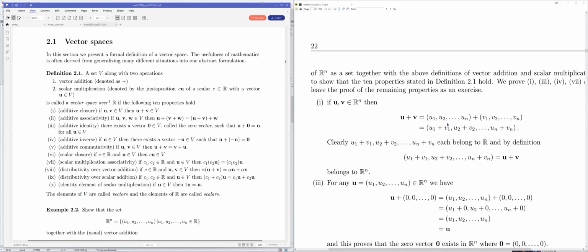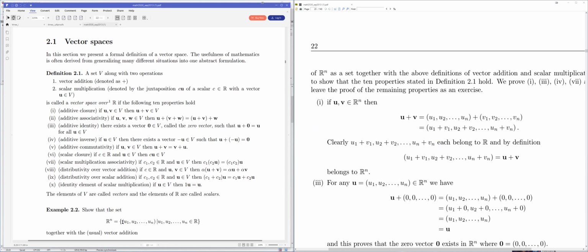At some point you'll need to write out the components, so we do it over here. The vector u in component form is this, and the vector v when you write out the components is this, and then you add them. Adding means that you add corresponding components, so you get u1 plus v1, u2 plus v2, and so on. So this is what I have as u plus v, and I just need to justify that this belongs to Rn.